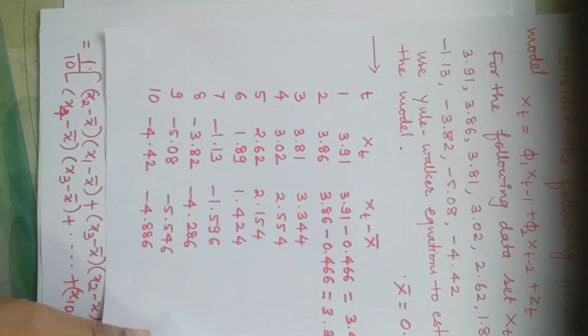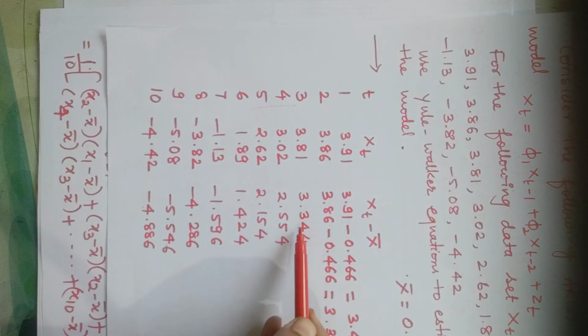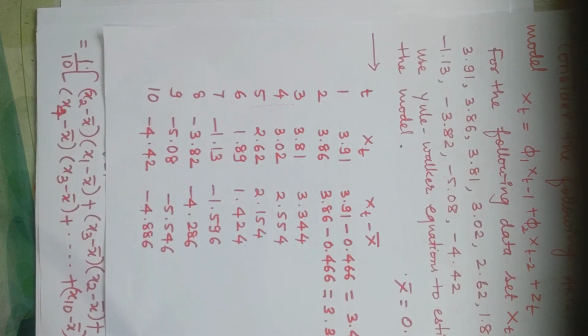So using these values, using this table we have to substitute the values of x2 minus x bar, x1 minus x bar, then x3 minus x bar, x2 minus x bar. So all these values we have to substitute here.